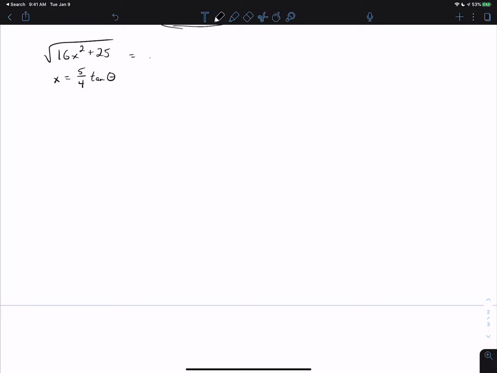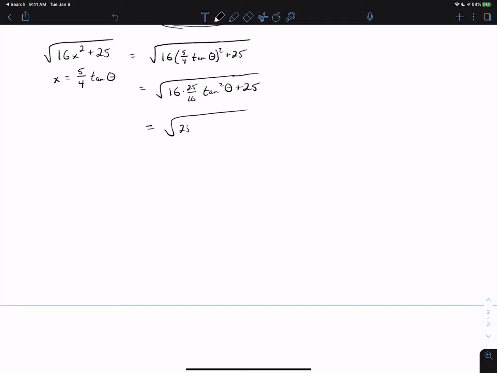Okay, so if I replace x with 5/4 tangent theta, then I get 16 times 5/4 tangent theta squared. Whoops. Square the whole thing. Tangent theta squared plus 25. We square that, so we get 16 times 25 over 16, tangent squared theta plus 25. The 16s cancel, so we get 25 tangent squared theta plus 25 under the square root. We factor the 25 out.